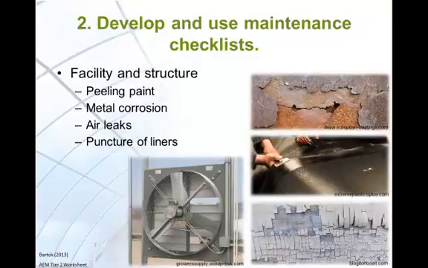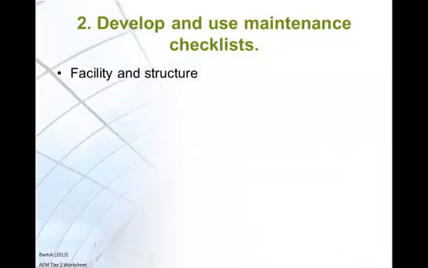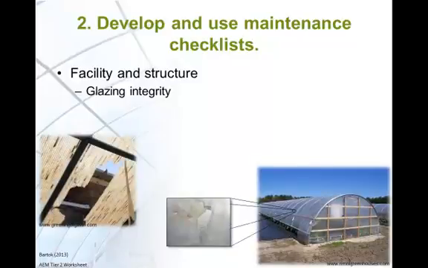Check for puncture of clay or synthetic liners. Liners are designed to contain liquids which could be environmentally damaging if they escaped. Check the glazing for holes and overall quality by measuring light transmission. Glazing that has degraded over time may reduce light transmission.